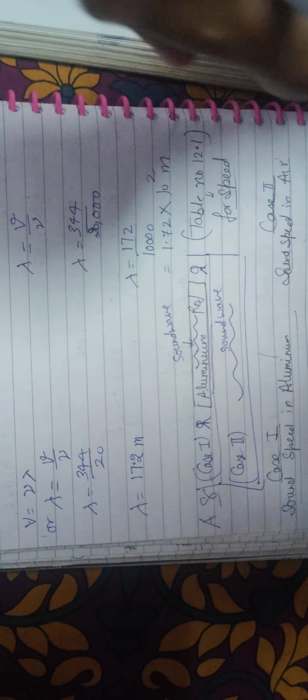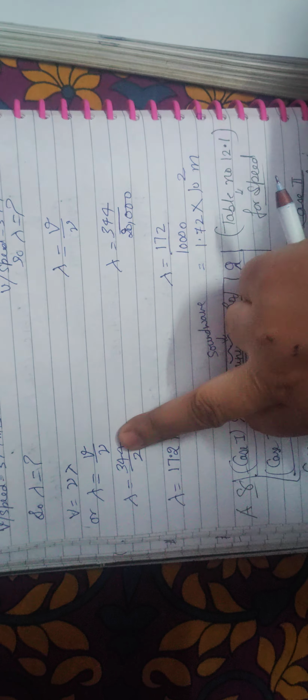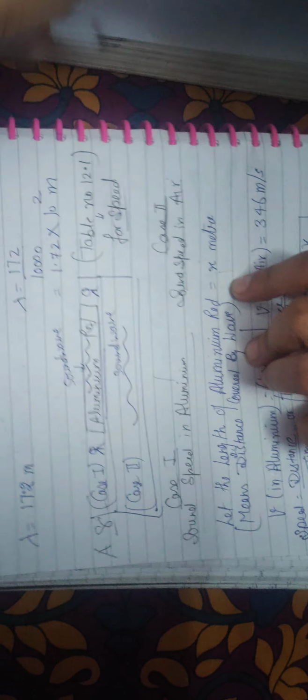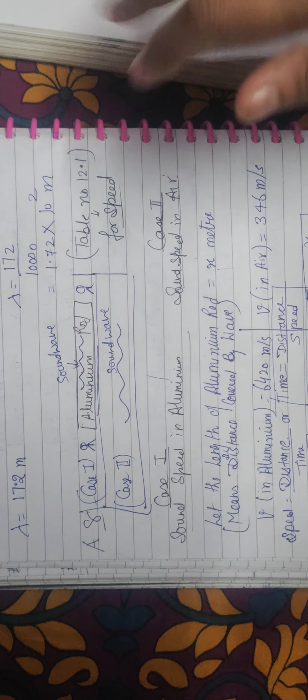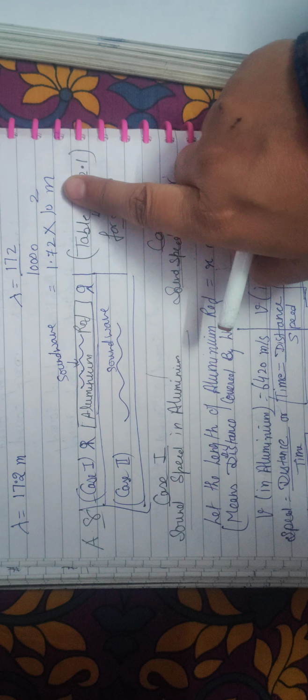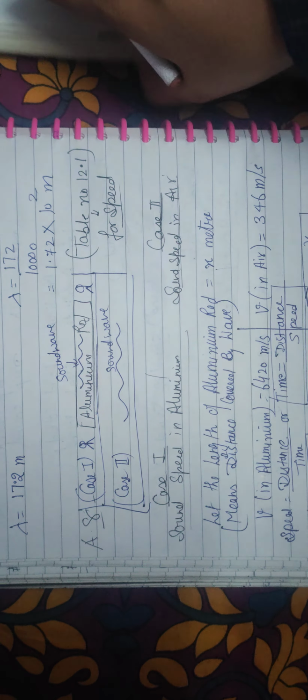So you will find out the answer. Only put the value. Okay, wavelength you have to find out. v is 344, here 20, here 20,000. So you will find out the answer. Okay, see, if it is coming 172 by 1000, you can change it into a decimal like this. Otherwise write it down like this, it's also fine.